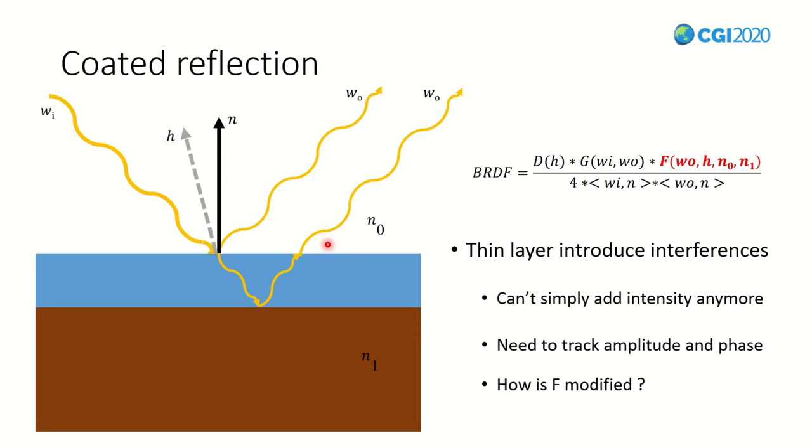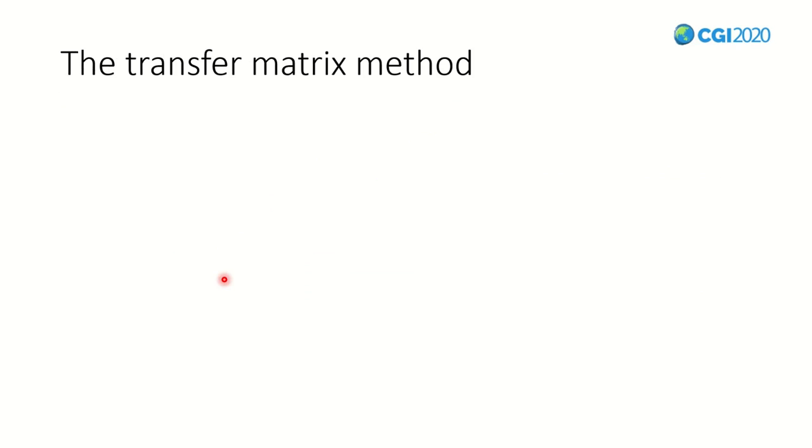So in order to model this interference, we can't simply consider light as a ray anymore. We can't just add intensities. We need to track the amplitude and the phase of the light as a wave, in order to derive a new Fresnel term. And in order to derive this new Fresnel term, we're using the transfer matrix method.